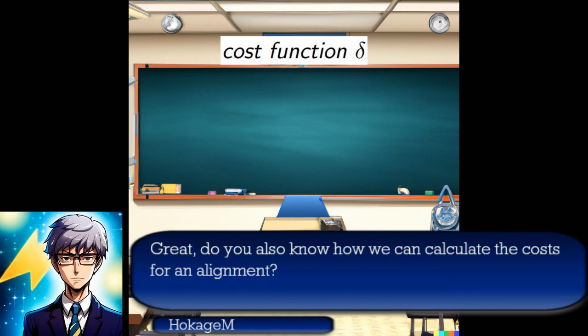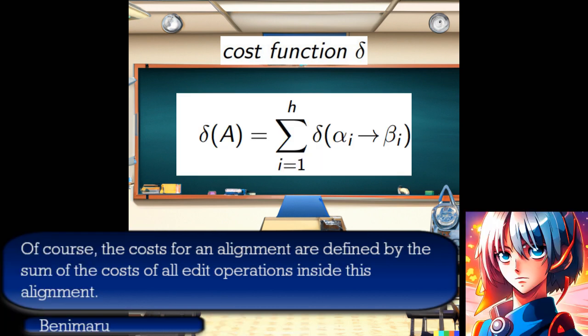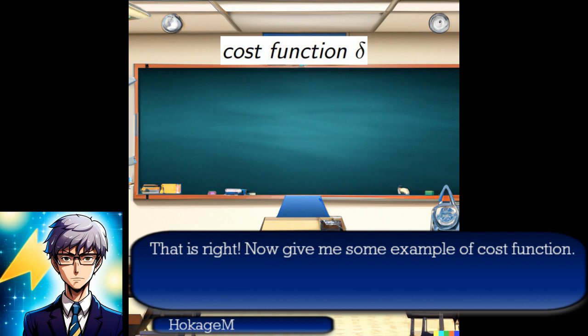Great. Do you also know how we can calculate the costs for an alignment? Of course, the costs for an alignment are defined by the sum of the costs of all edit operations inside this alignment. That is right. Now give me some examples of cost functions.